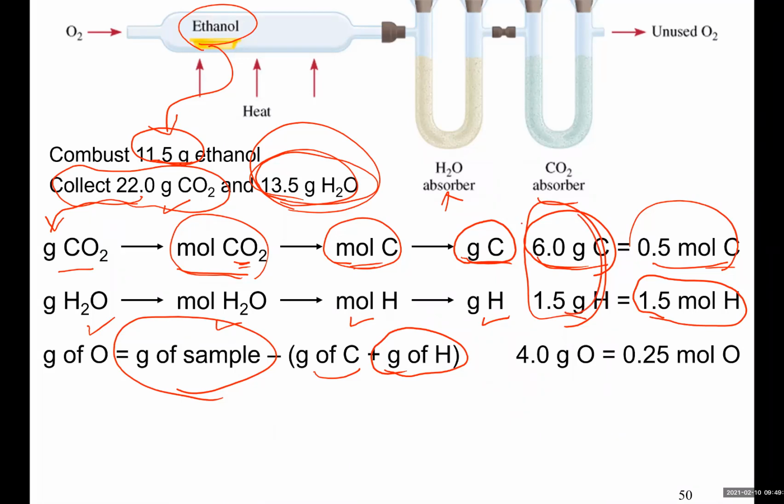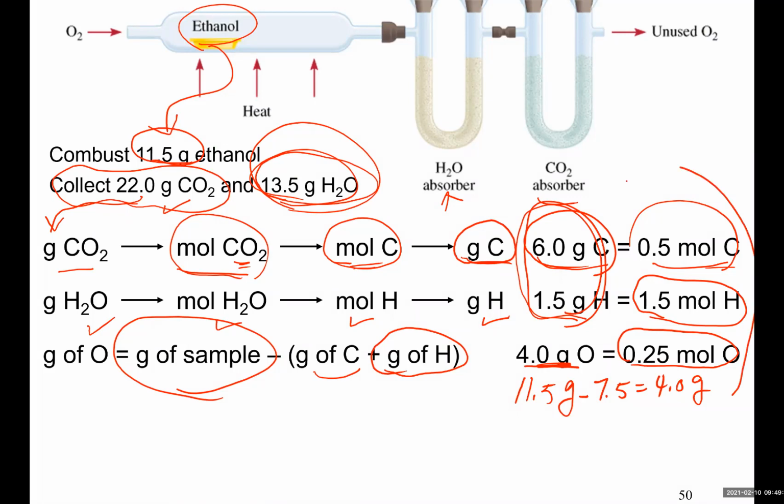So 6 plus 1.5 is 7.5. Total mass 11.5 minus 7.5, do you get mass of oxygen? 4 grams. That's where this is coming from. Every mole of oxygen is 16 grams, so 4 grams is 1/4 or 0.25 moles of oxygen. Do this on a piece of paper. You don't have to accept my words for it.